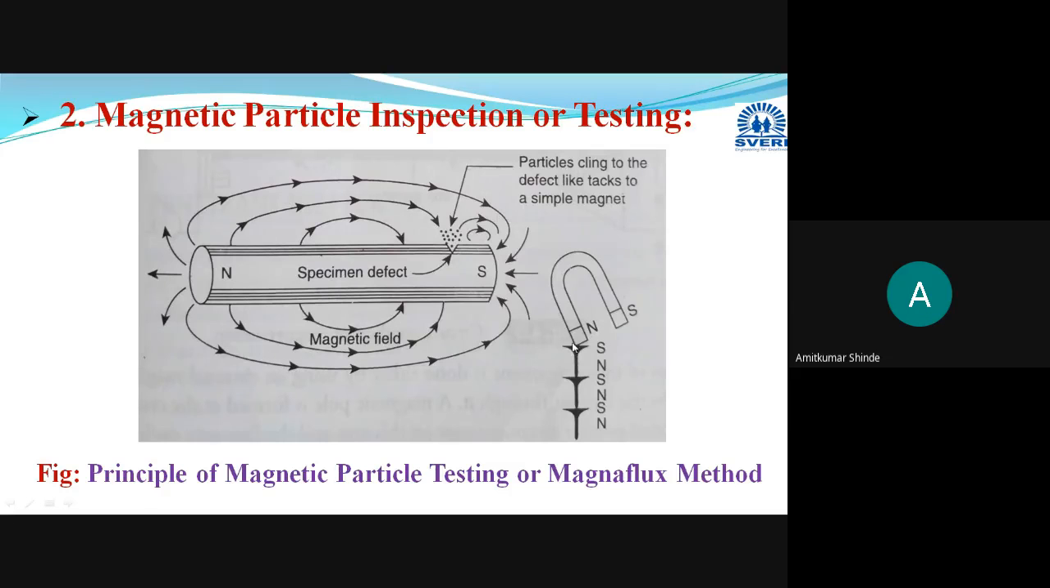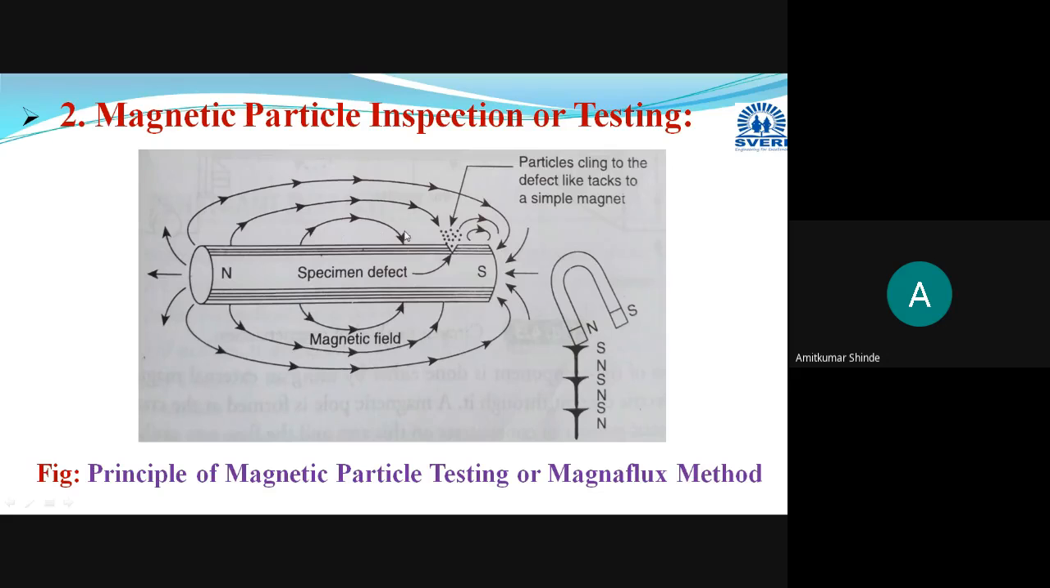Okay, these N and S poles I have indicated here: an S pole will get formed here at the bottom of the crack, and all the ferromagnetic powder will get attracted here. It will get attracted due to the formation of the separate poles.